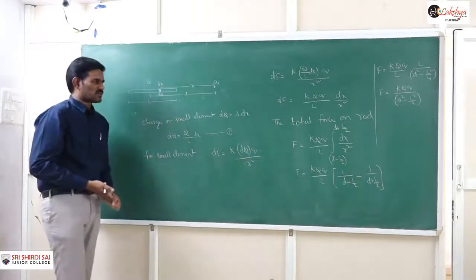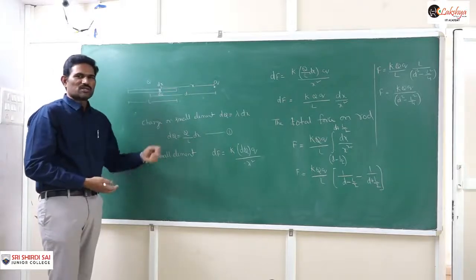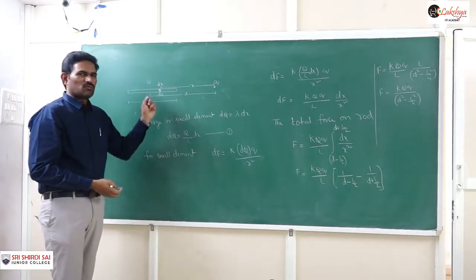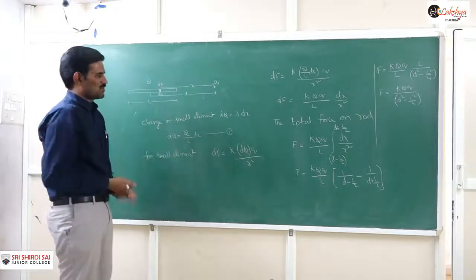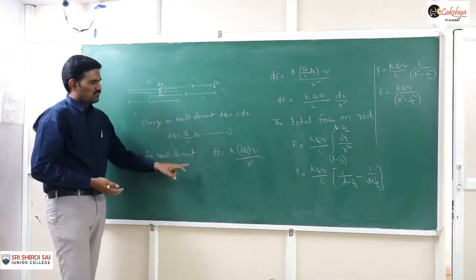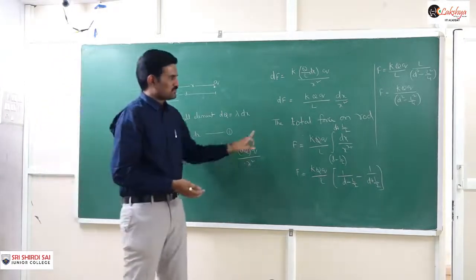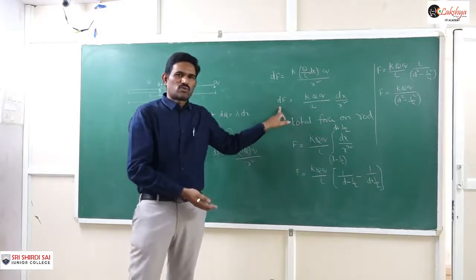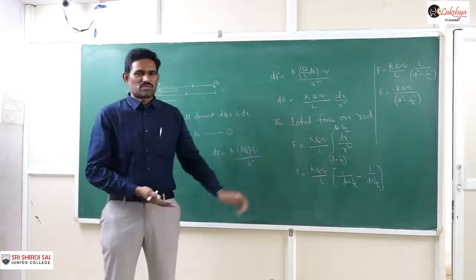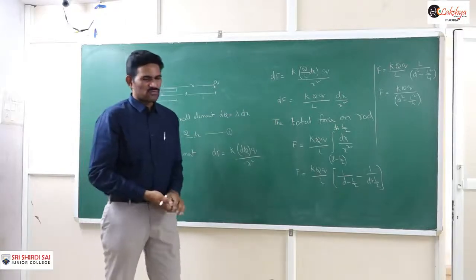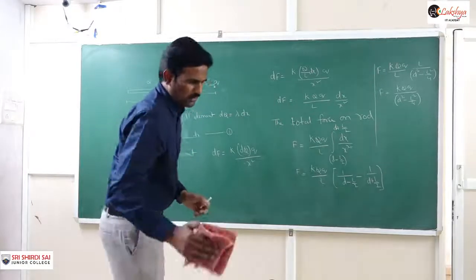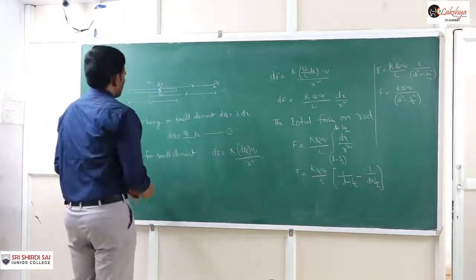So for the continuous charge distribution, first you need to take the small element like this, and then we need to apply Coulomb's law between that small element and the point charge. And then we will get some expression like this. Then to find the total force we need to integrate that. So just by doing the integration with the proper limits, you can calculate the total force between those two objects. So let us see one more example here.